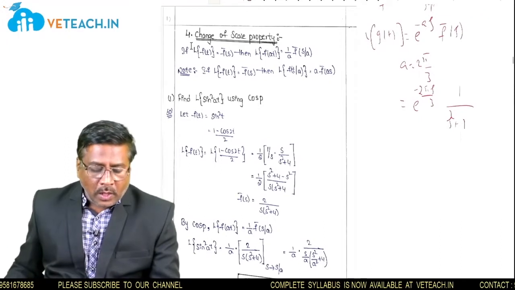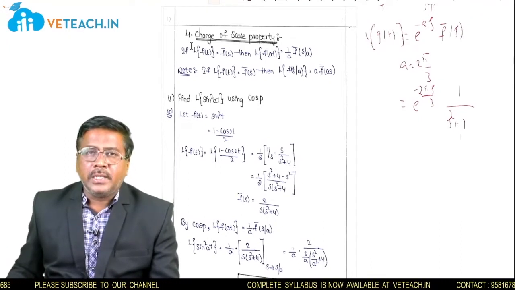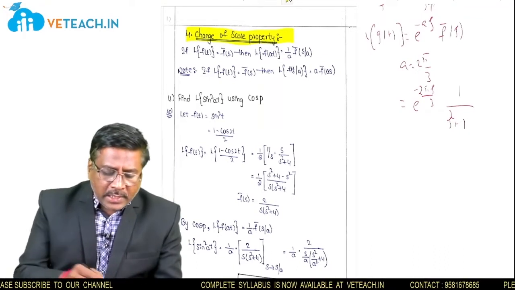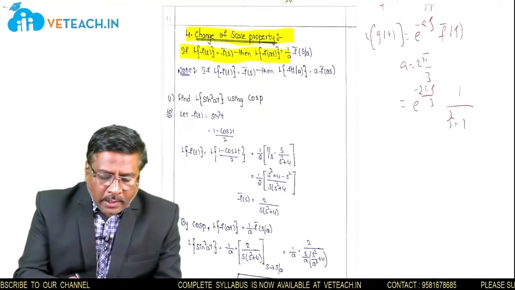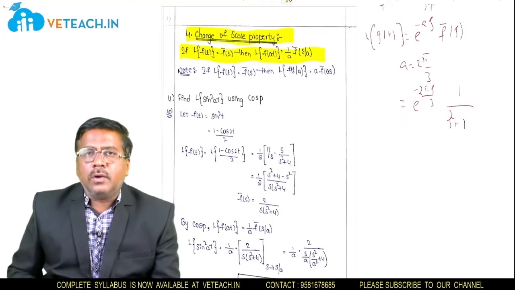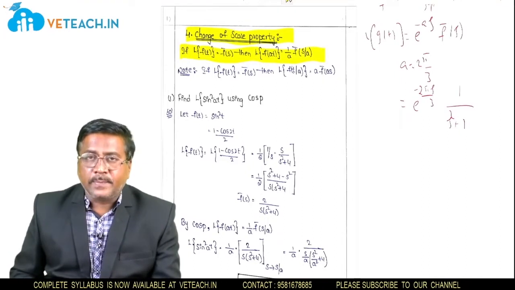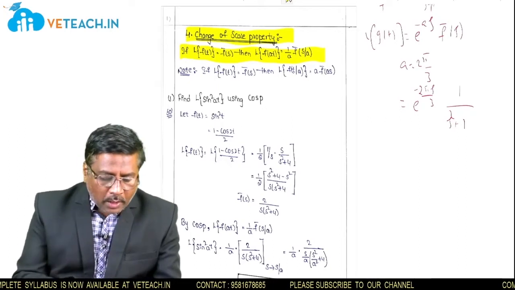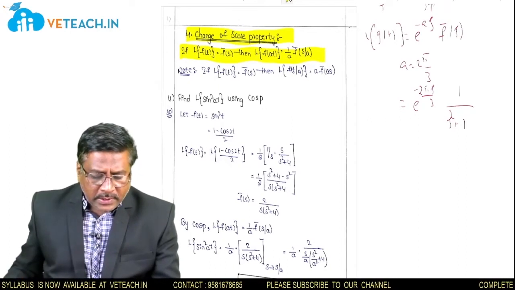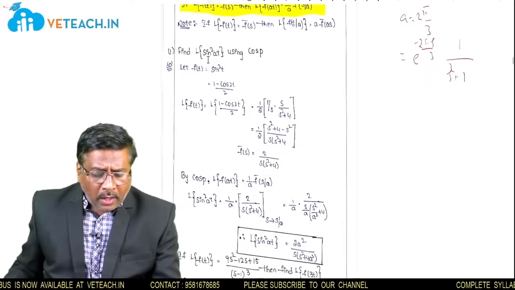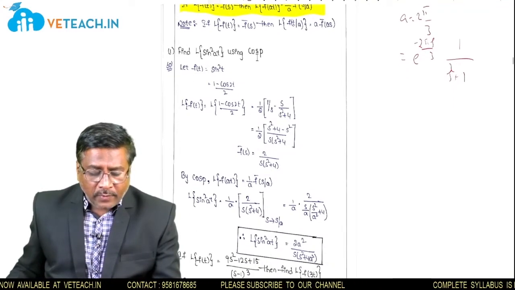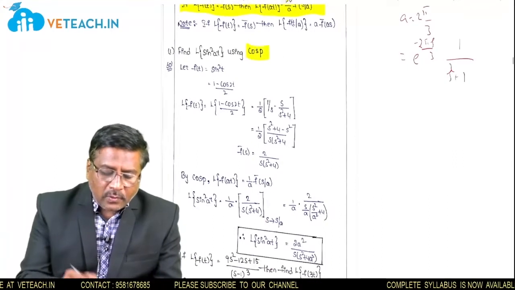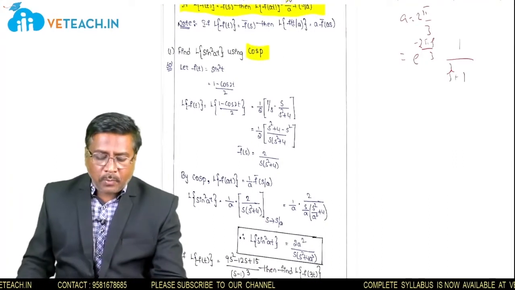Now coming to the second content, that is the change of scale property. If L of f of t is equal to F of s, then L of f of a t is equal to 1 by a into F of s by a. This property is called the change of scale property. Now, find the Laplace transform of sin square of a t using the change of scale property, called COSP.